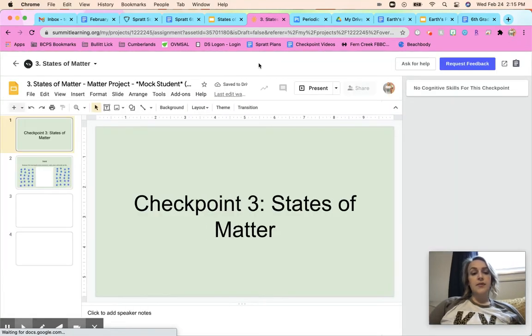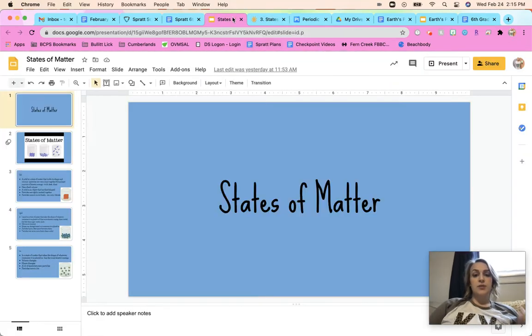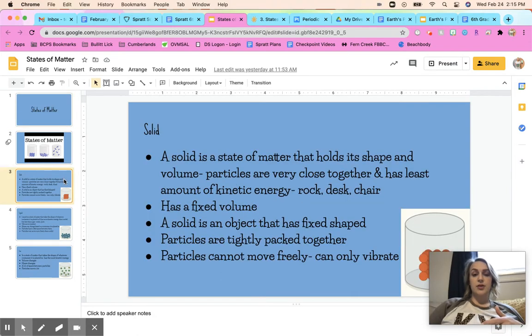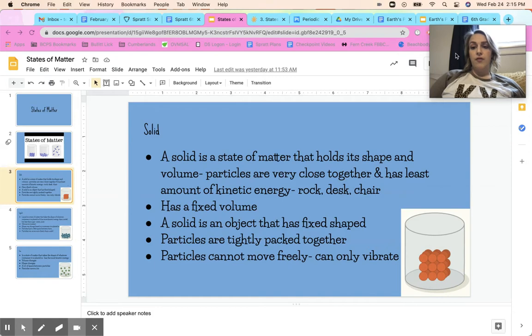So before I talk about the states of matter checkpoint, I want to just briefly go over the different states of matter. So there are 3 states of matter that we are going to focus on for 6th grade, and that is solids, liquids, and gases. So quickly, a solid is a state of matter that holds its shape and its volume. The particles are very close together, and it has the least amount of kinetic energy. So these particles that you see down here are not moving around.